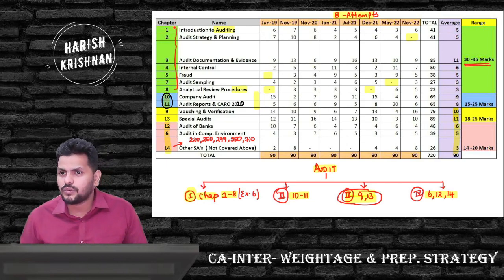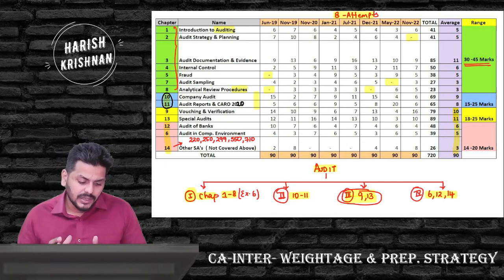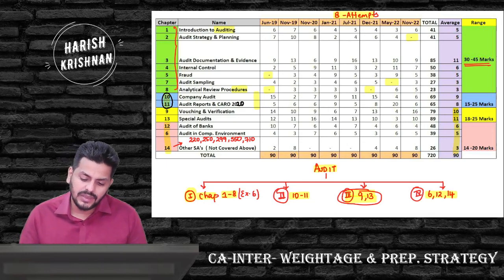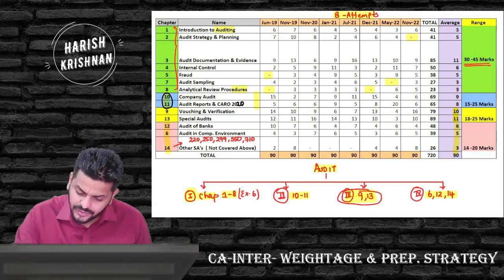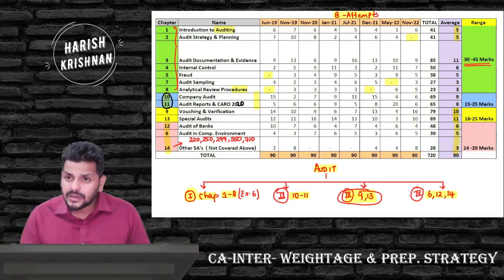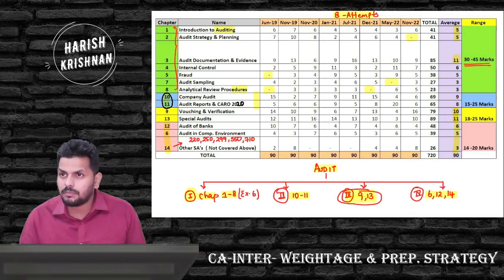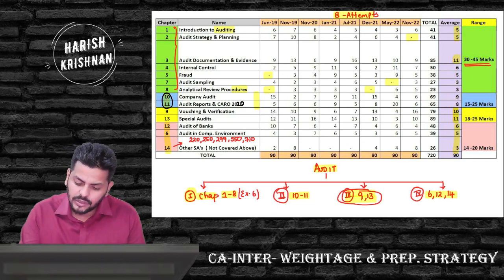Like I said, I want to keep this video short. So that's what I want to give you here. Just a couple of minutes on the weightage patterns. You can see an average of 5 marks in the first 2 chapters. The third chapter is a very elaborate one covering 2 topics, documentation and evidence, so it obviously ranges around 10 marks. That chapter is something you should not miss. Internal control again works out to be 5-6 marks, fraud 5, and sampling and analytical procedures 3 each.